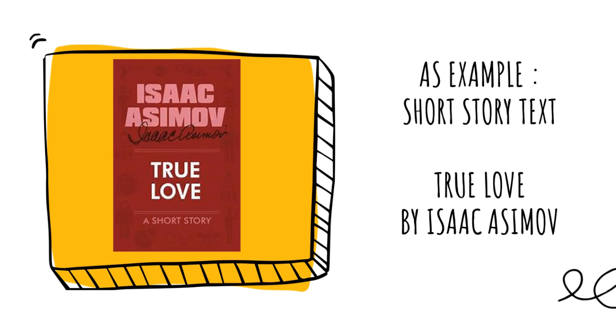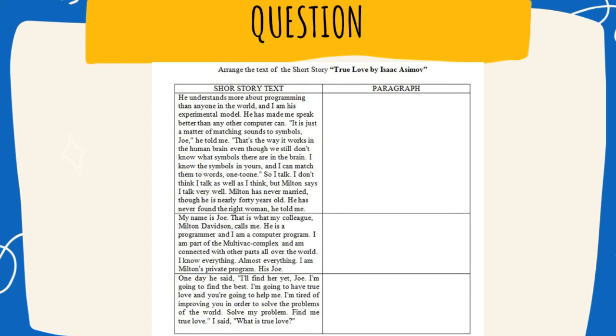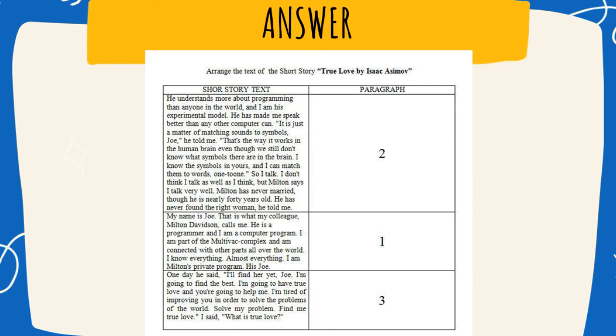As example, short story text True Love by Isaac Asimov. This is the short story text. The teacher provides the question like this, so the students can arrange the short story text. The students can write the paragraphs in the right order.